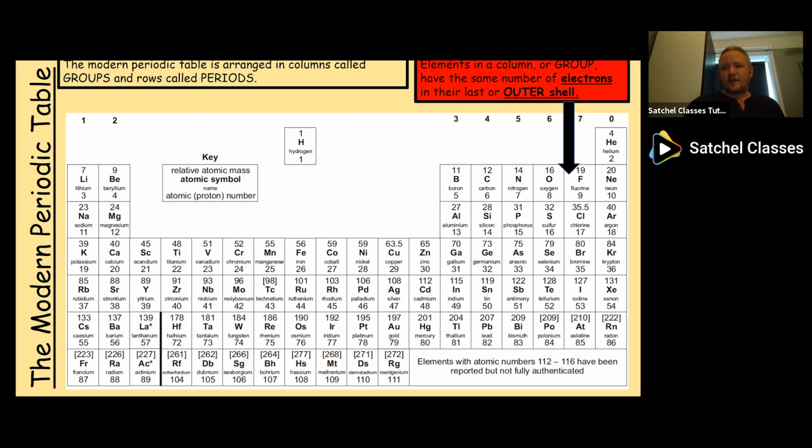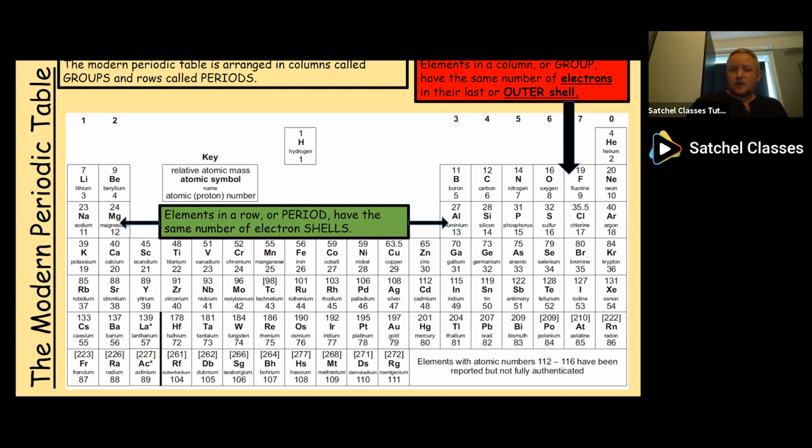So what we've got here then is elements in a column or group, and that actually means that they have the same number of electrons in their last or their outer shell. You always call it an outer shell, never use the plural. I've seen it done so many times where people write outer shells. Actually, you can't have outer shells because as soon as you have an outer shell, it's the last one. You can't have more than one. Elements in a row or period have the same number of electron shells. So for example, fluorine, chlorine, bromine, iodine, astatine, they're in the same column, so every last shell of theirs has 7 electrons because they're in group 7.